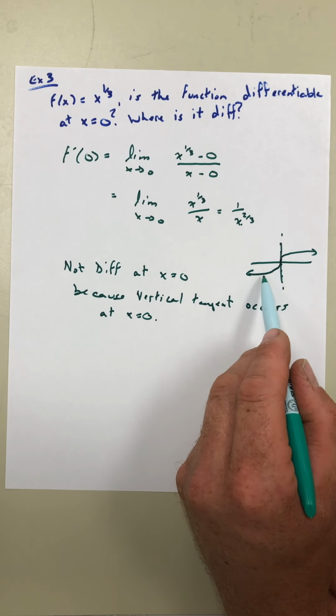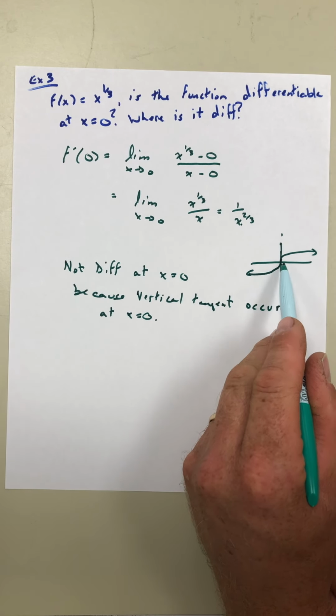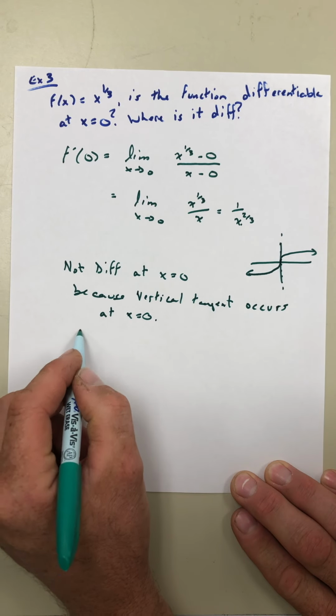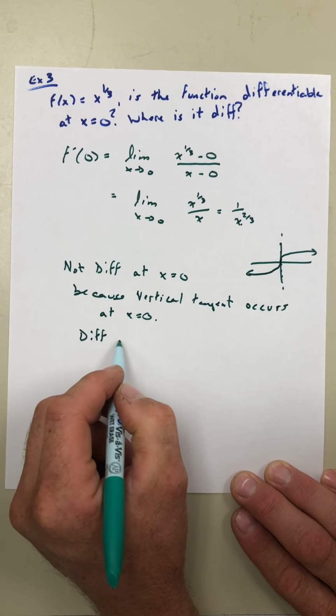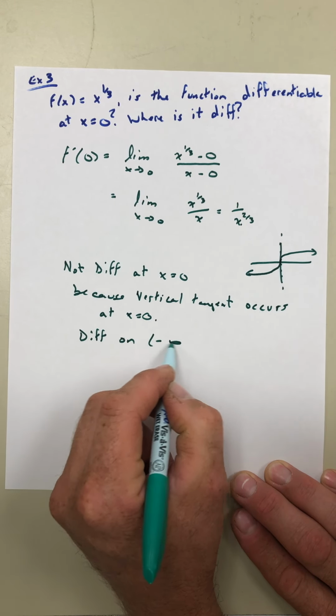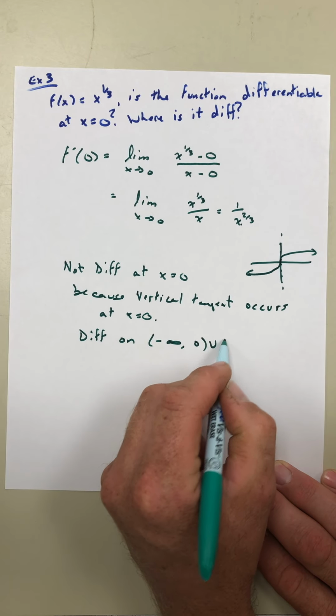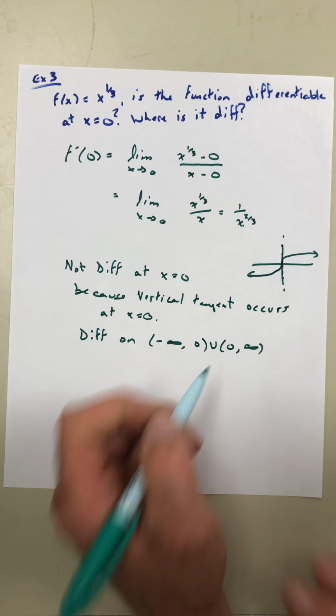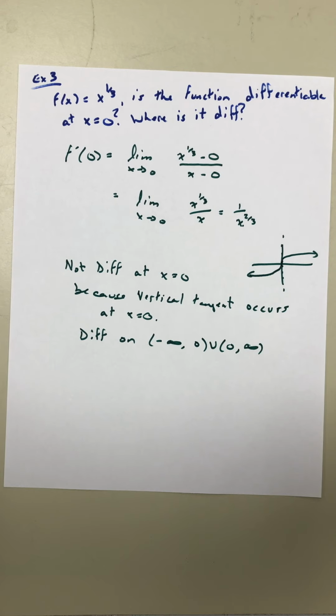Okay, where is it going to be differentiable? Well, we have a nice smooth curve up to 0 and then out of 0. So it is differentiable on the intervals negative infinity to 0, union 0 to infinity. Hopefully that gives you an idea of what it means to be differentiable in some different cases, when we had differentiability versus not having differentiability. Good luck.